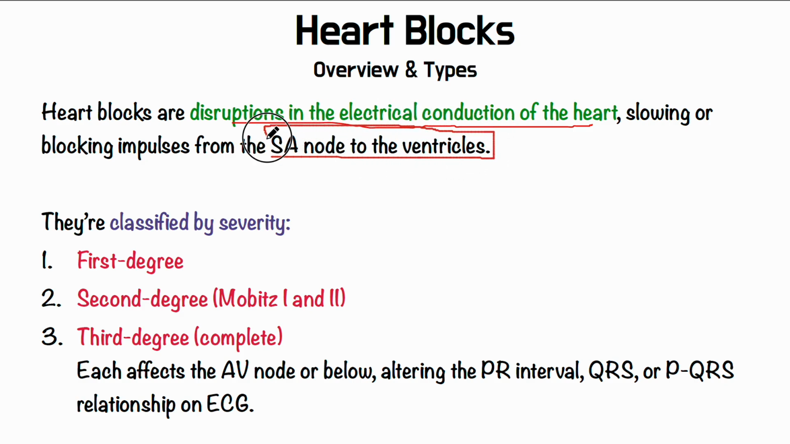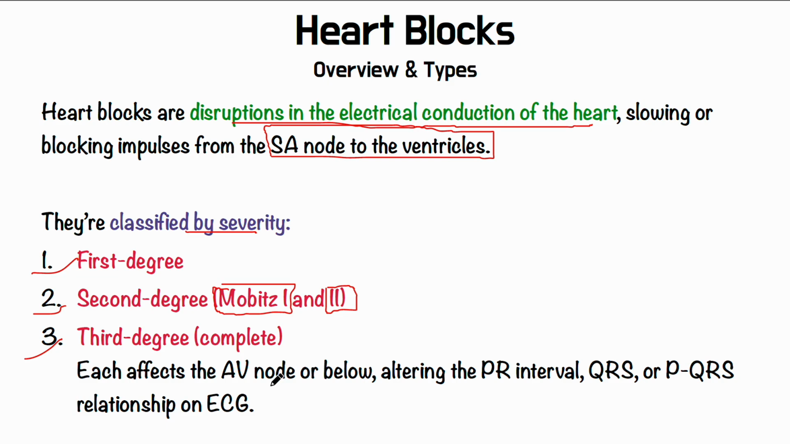The impulses are getting blocked, not the heart. The impulses in the heart are getting blocked. So the impulse that arises from the SA node is not reaching the final pathway where it should have reached, right? So that is what heart block is. They are classified by severity: first degree, second degree, and third degree. Second degree has two types. One is Mobitz Type I, which we also call Wenckebach, and then Mobitz Type II, right? We will talk about each of them.